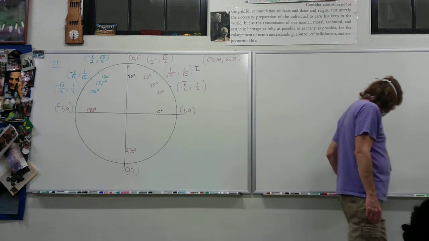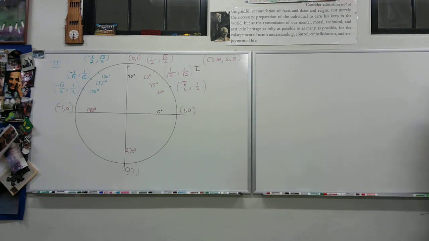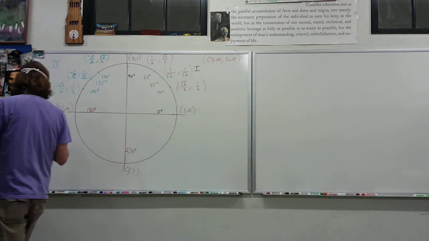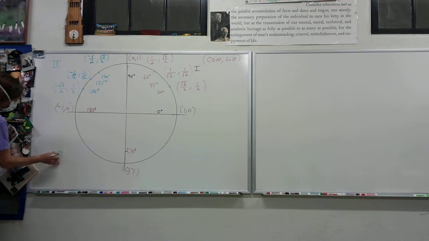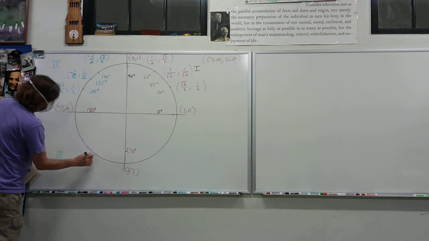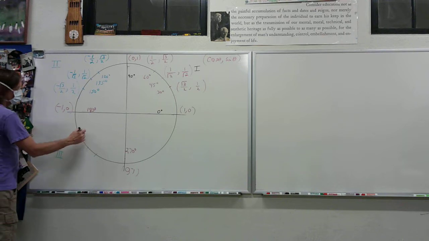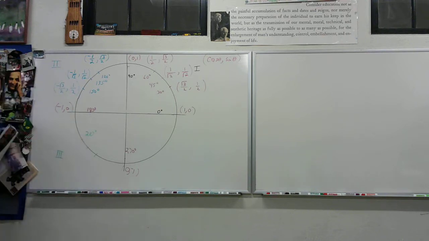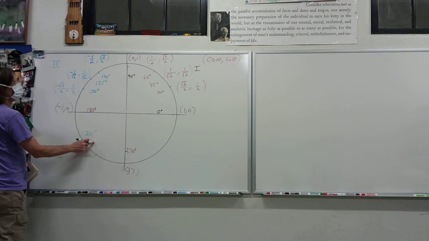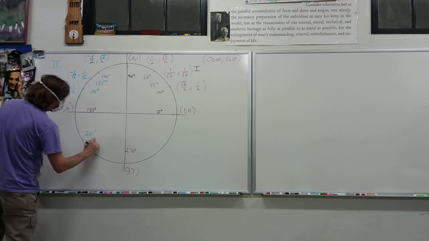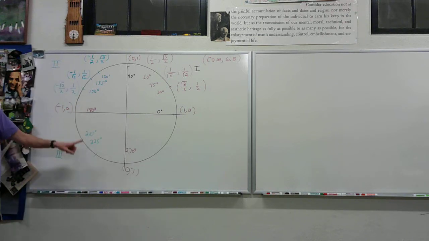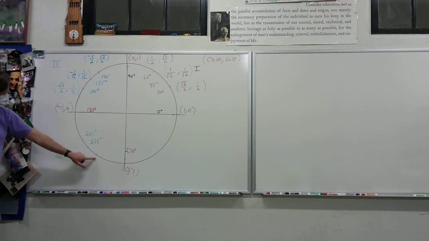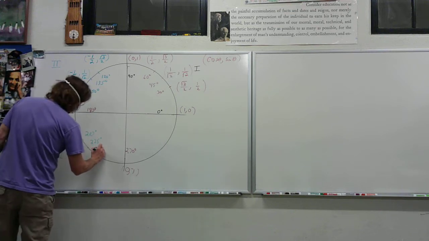Now, let's talk about quadrant 3. In quadrant 3, we're going to follow the same pattern. Can you tell me how many degrees this one is? 210. How'd you get that? 180 plus 30. All right, tell me how many degrees this one is. 225. Because that's 180 plus 45. And then how much is this one right here? 240, because it's 180 plus 60, so it's 240.